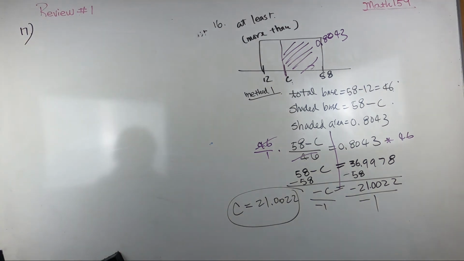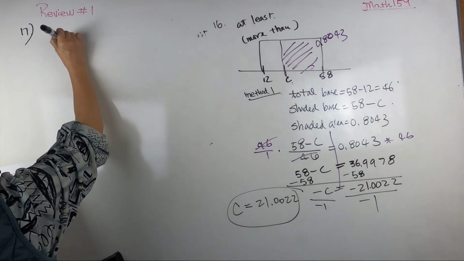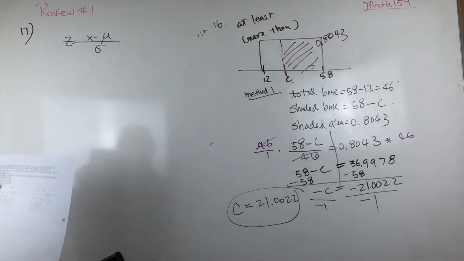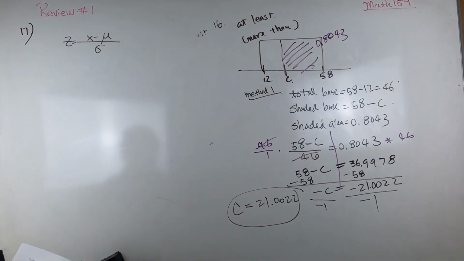Look at the next one. On your page 6, last one, number 17. It says, a doctor measured serum HDL levels in her patients and found that they are normally distributed with a mean of 67.7 and standard deviation of 3.5. Use the formula Z equals X minus mu over sigma. Start to get familiar with all those symbols now, right?